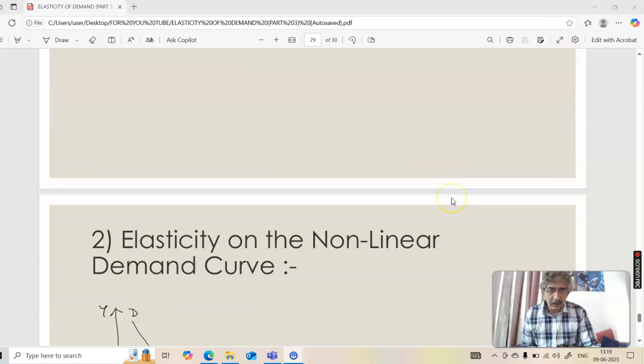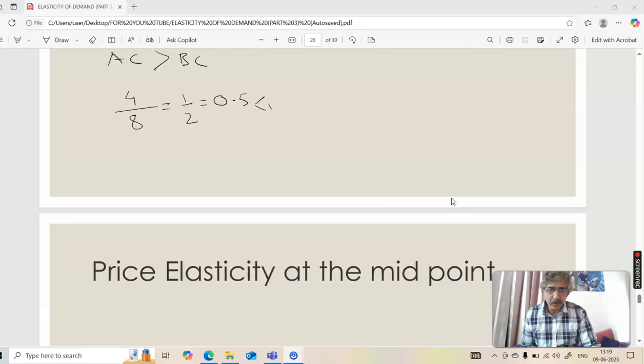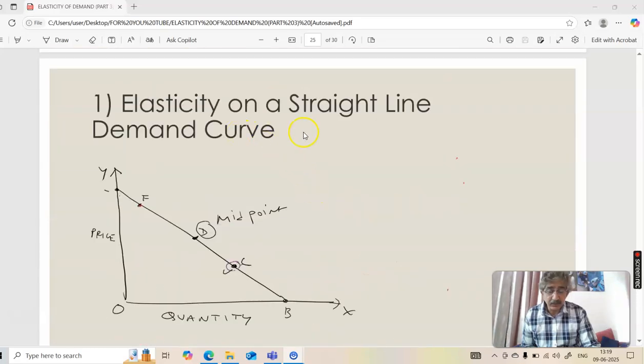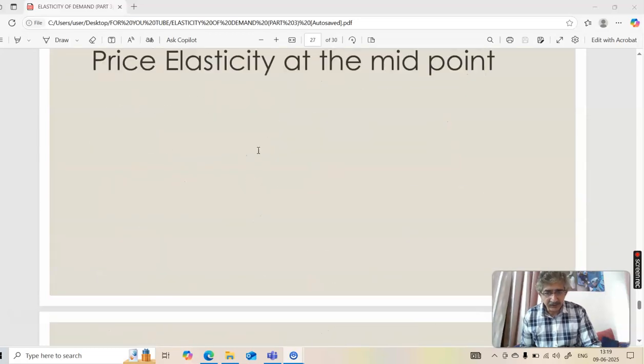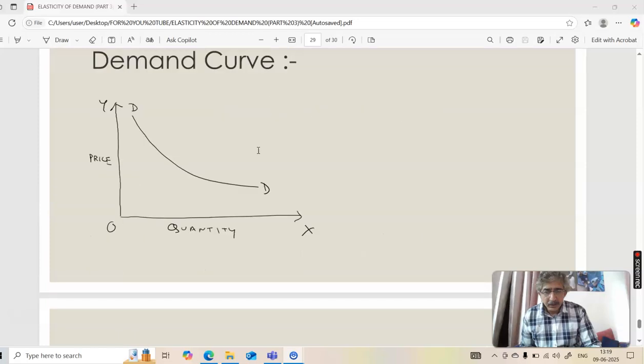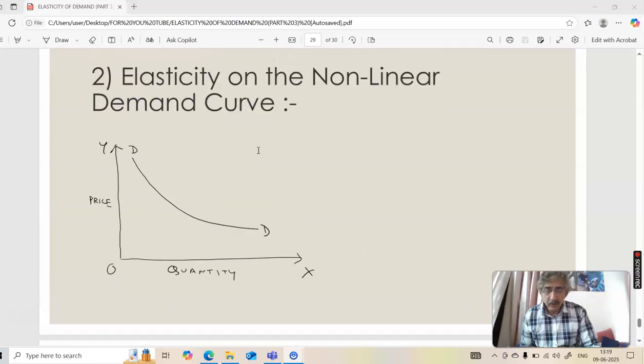Now, in the previous video, we discussed point elasticity on a straight line demand curve. In this particular video today, I'll explain point elasticity on a non-linear demand curve. Non-linear means a demand curve which is not in the form of a straight line. As you can see on the screen, there's a demand curve. It's not a straight line.